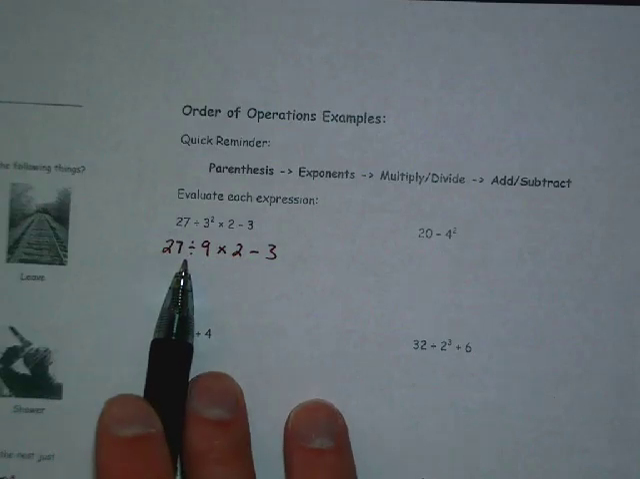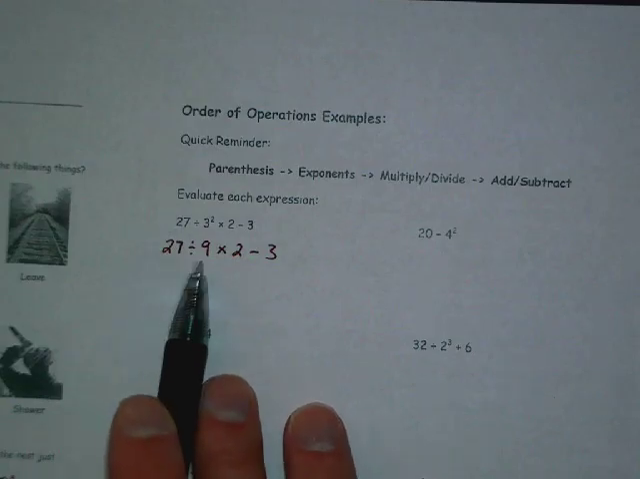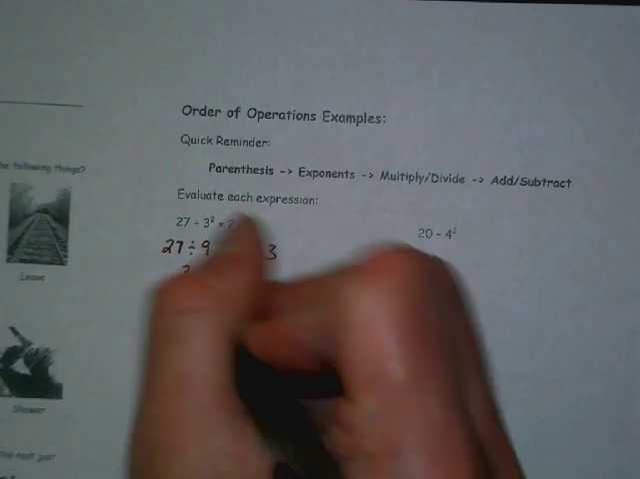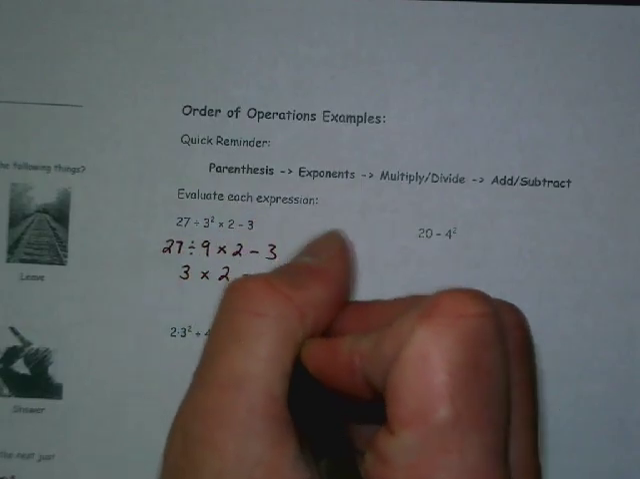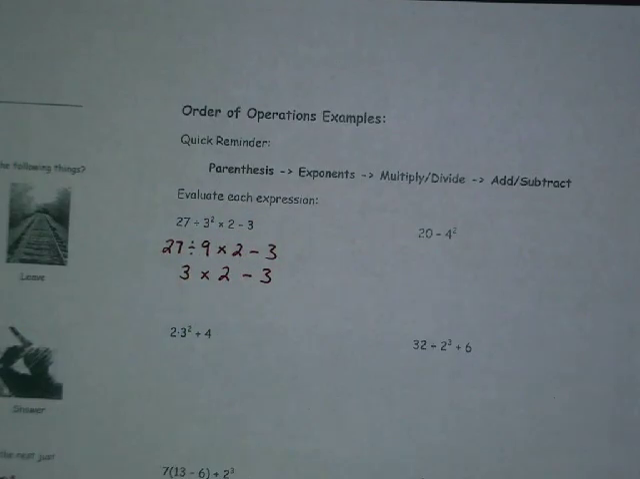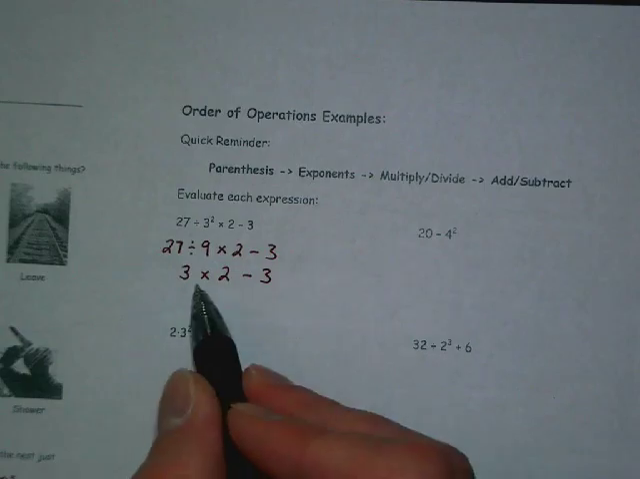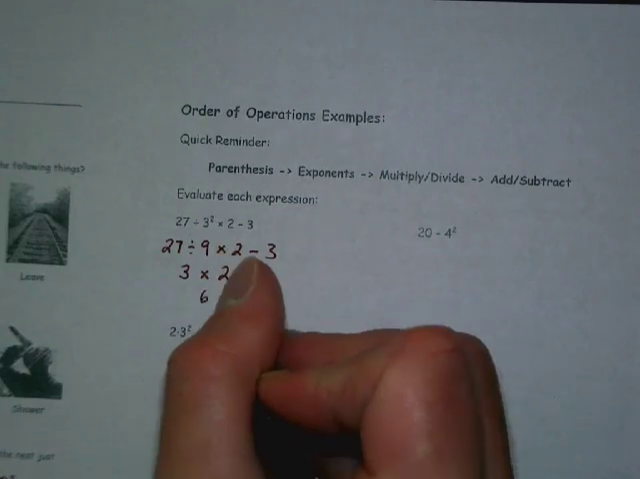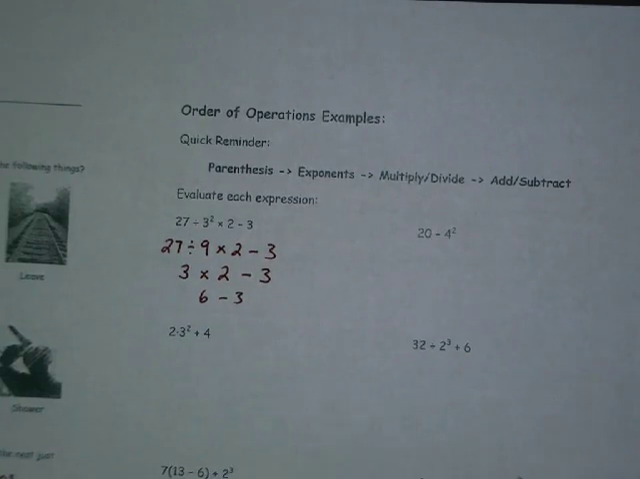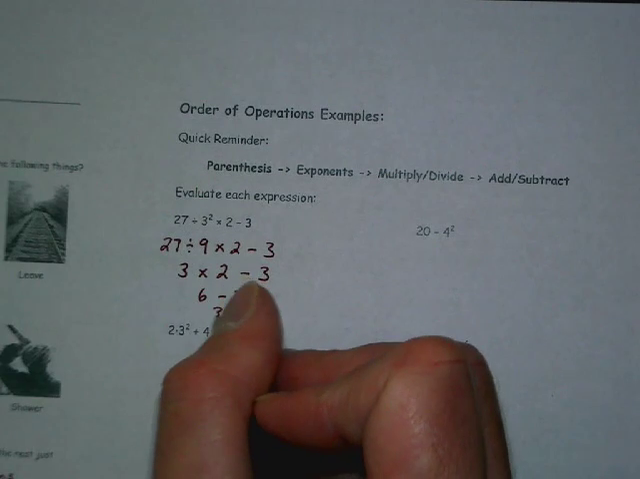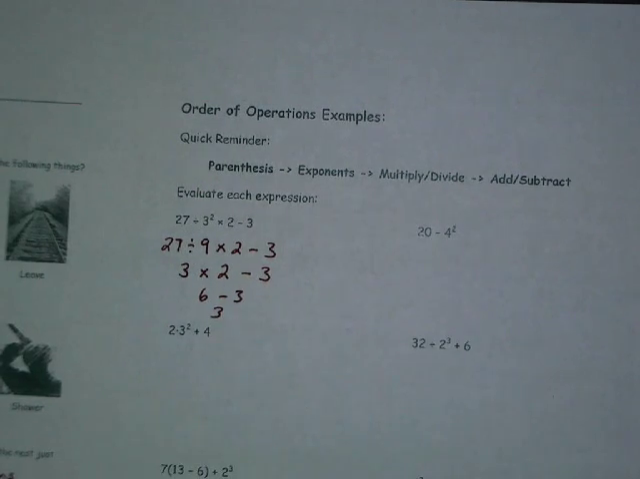So now we move on to multiplying and dividing. You go left to right. So if I start on the left, here's dividing. So we'll go ahead and do that. 27 divided by 9. Good, gives us 3. So we still have some multiplying left. 3 times 2. We get 6. And then last, 6 minus 3. And you should end up with 3. So for today, and for your homework, I want you to go through those steps.